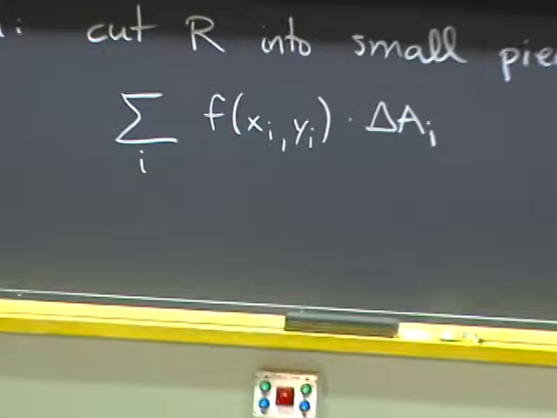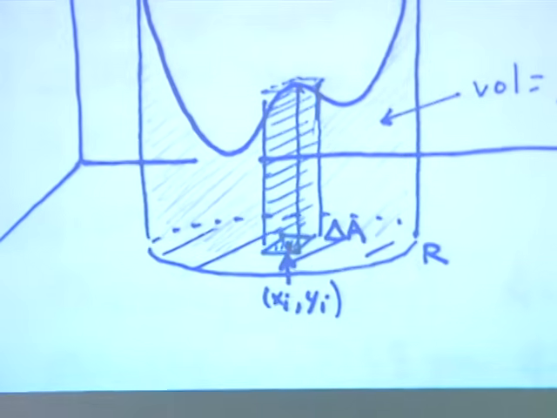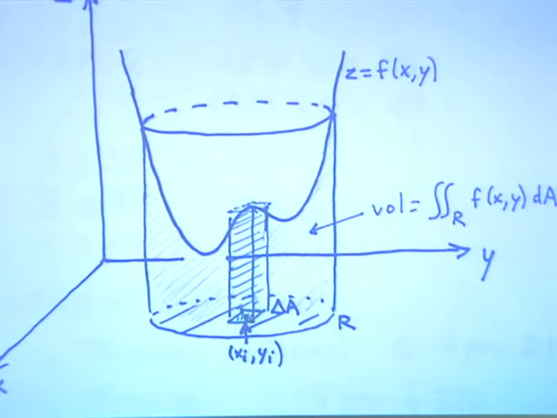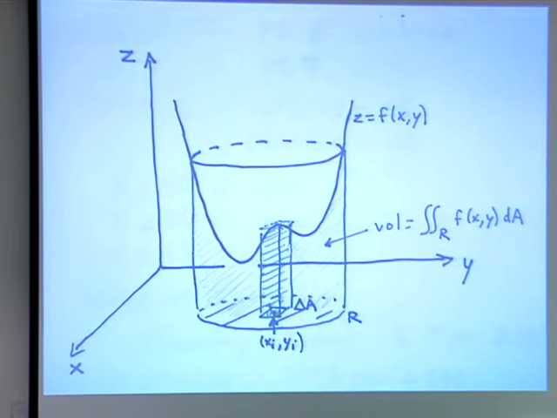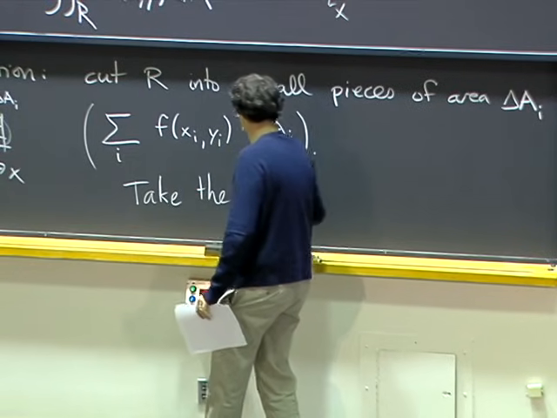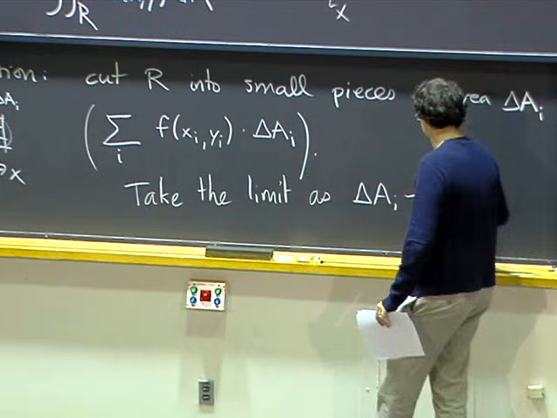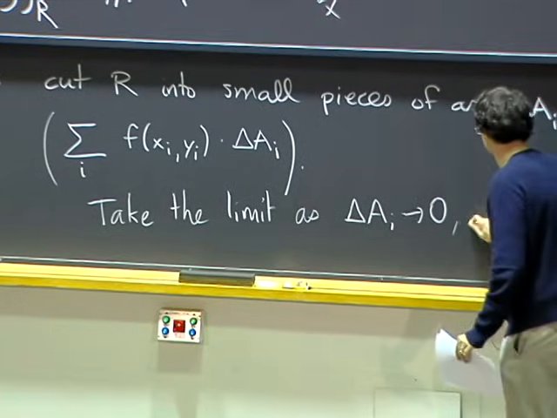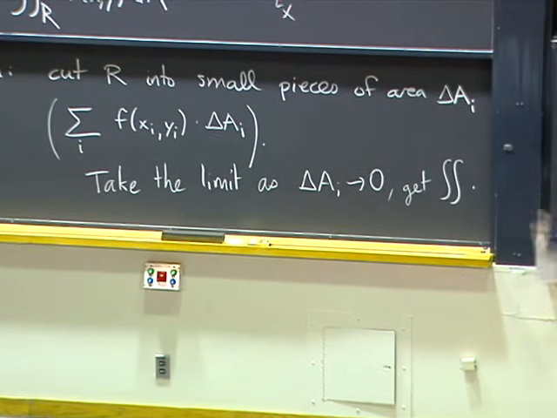What that corresponds to in the three-dimensional picture is that I sum the volumes of all of these little columns that sit under the graph. And then what I do is I take the limit as the size of the pieces tends to 0, so I have more and more smaller and smaller pieces. And that gives me the double integral.